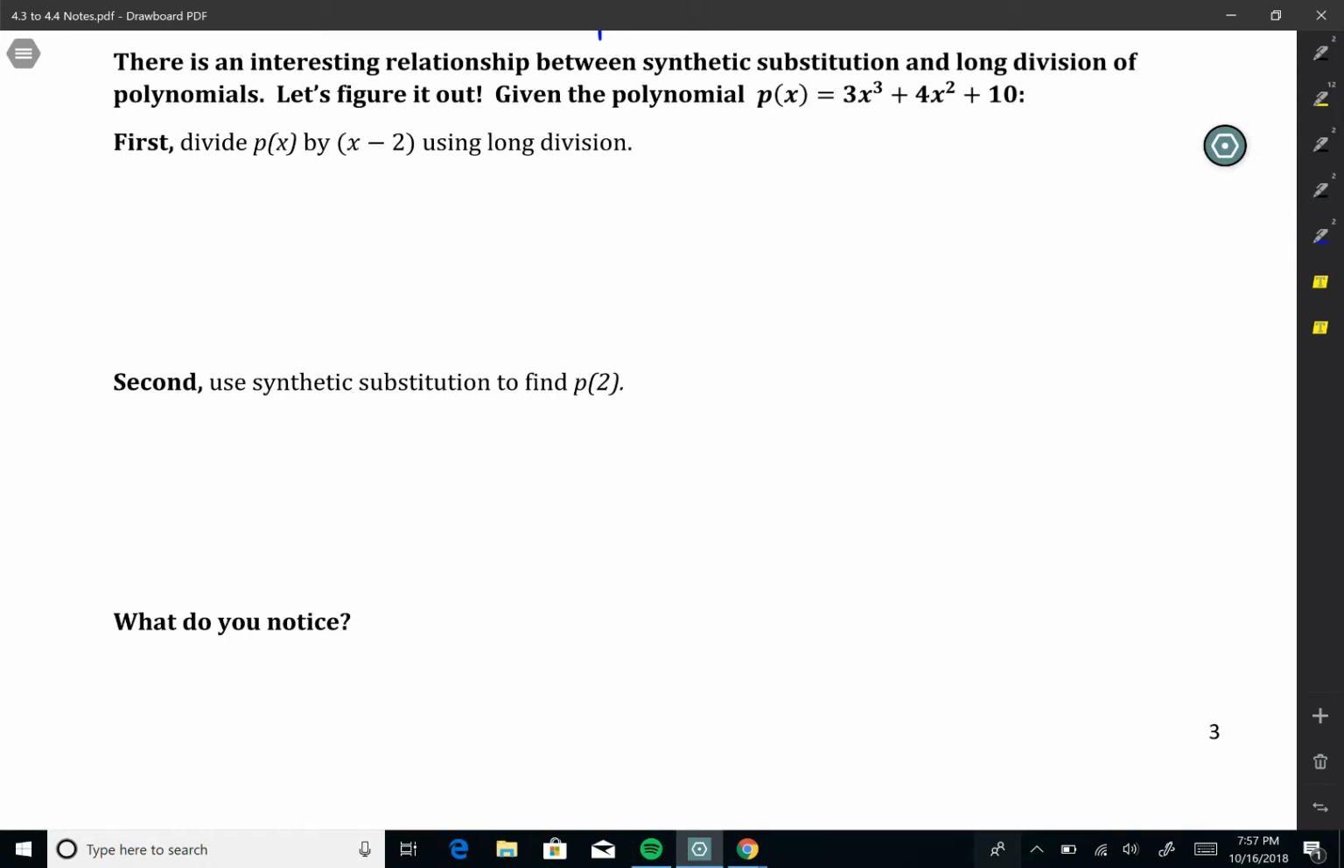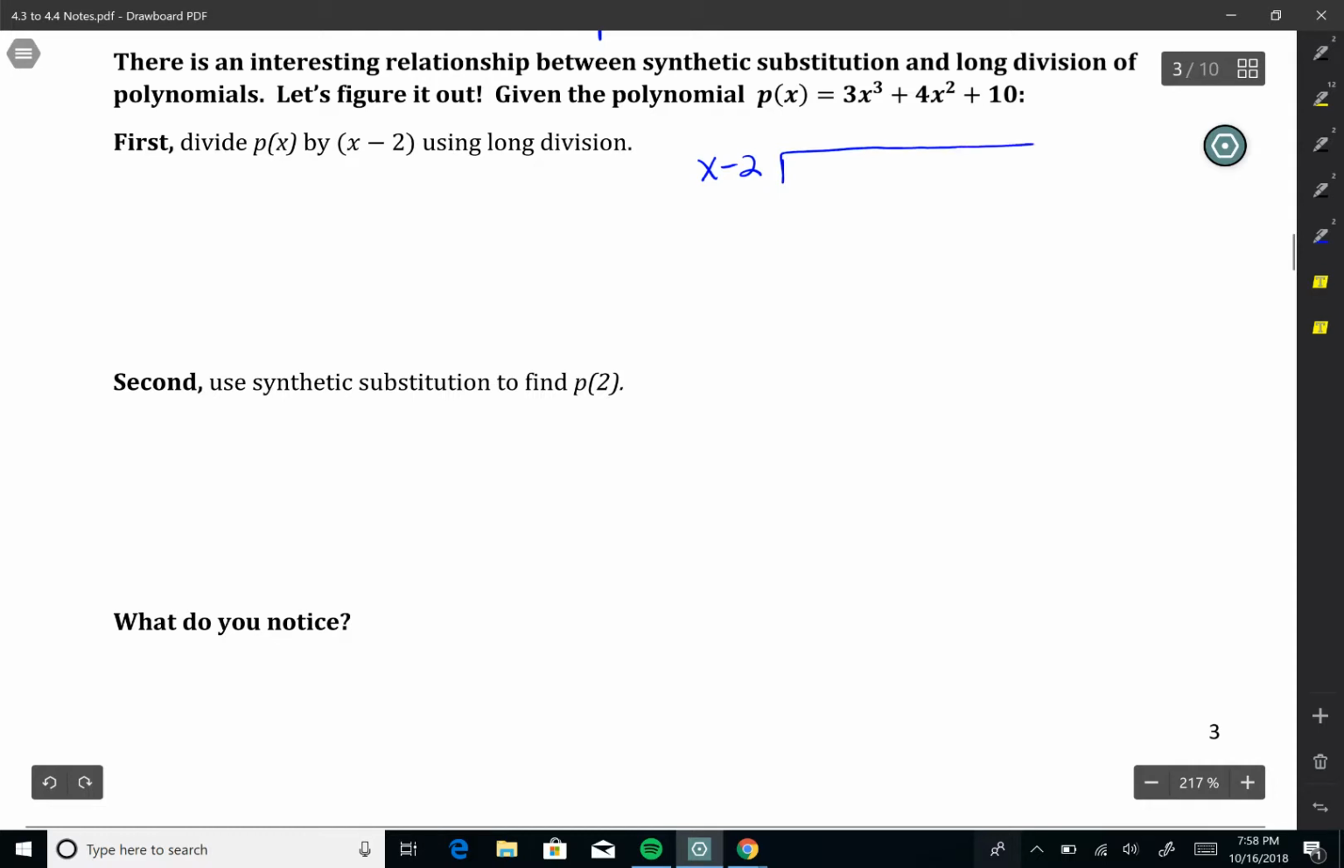Given the polynomial p of x equals 3x cubed plus 4x squared plus 10, first divide p of x by x minus 2 using long division. So I'm going to do that over here. I have x minus 2. And then I'm going to write 3x cubed plus 4x squared. I'm going to put a placeholder here for my x term, plus 0x, and then plus 10.